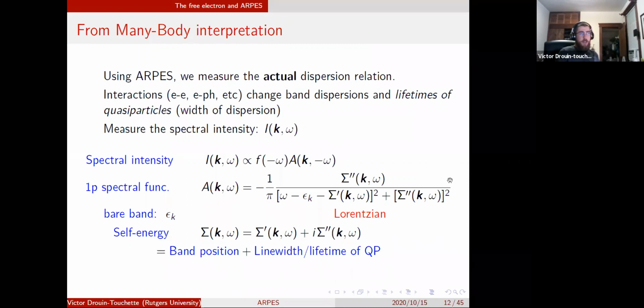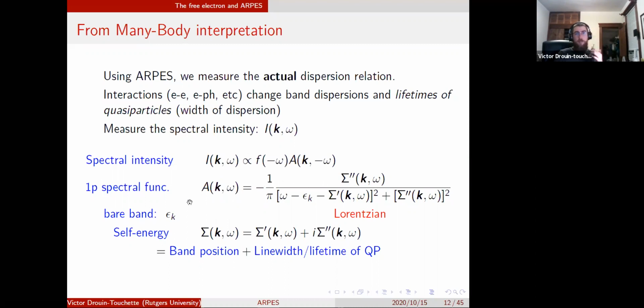So using ARPES, what we measure is the actual dispersion relation of the material. We're not measuring our theoretical dream, but rather the actual dispersion in the material. And how do we measure this? What we measure is the intensity of the electrons coming out for a certain momentum k and a certain energy, here designated as a frequency omega. The spectral intensity that we get out of ARPES is directly correlated to what's called the spectral function, A of k omega.